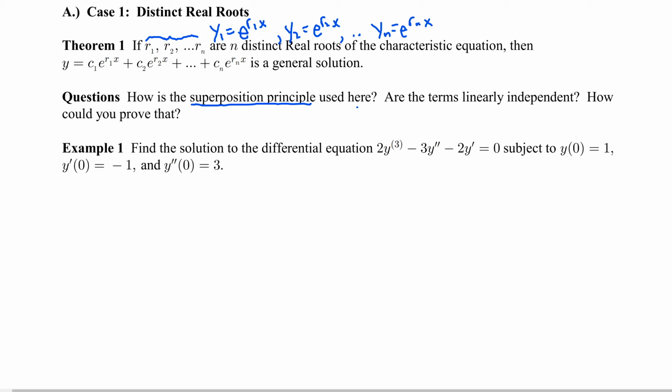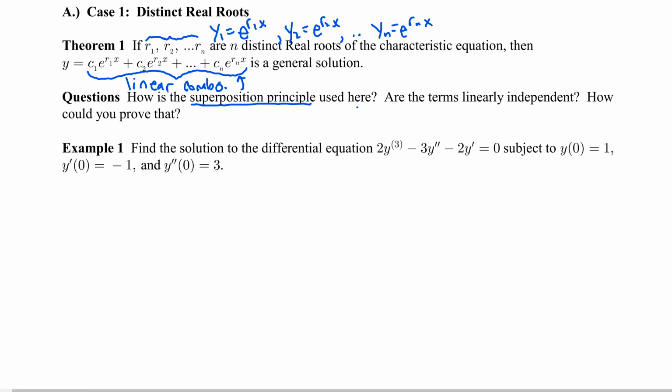Because remember, when we solved our differential equation, we made the assumption that y equals e to the rx was the form of the solution. Now, if we form a linear combination of those distinct solutions, then we're going to get another solution. That's the principle of superposition coming into play here. The linear combination of solutions is also a solution.